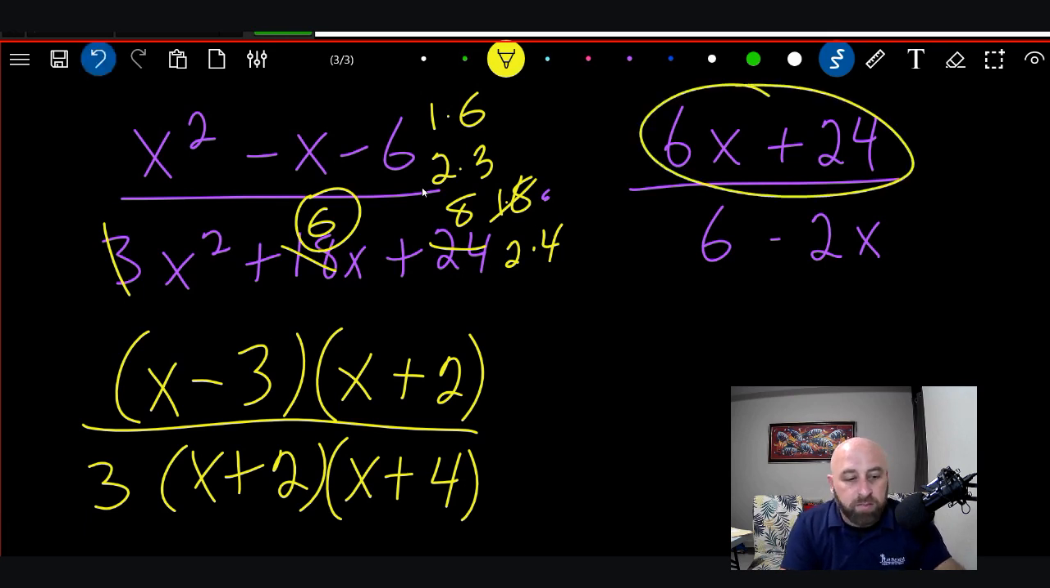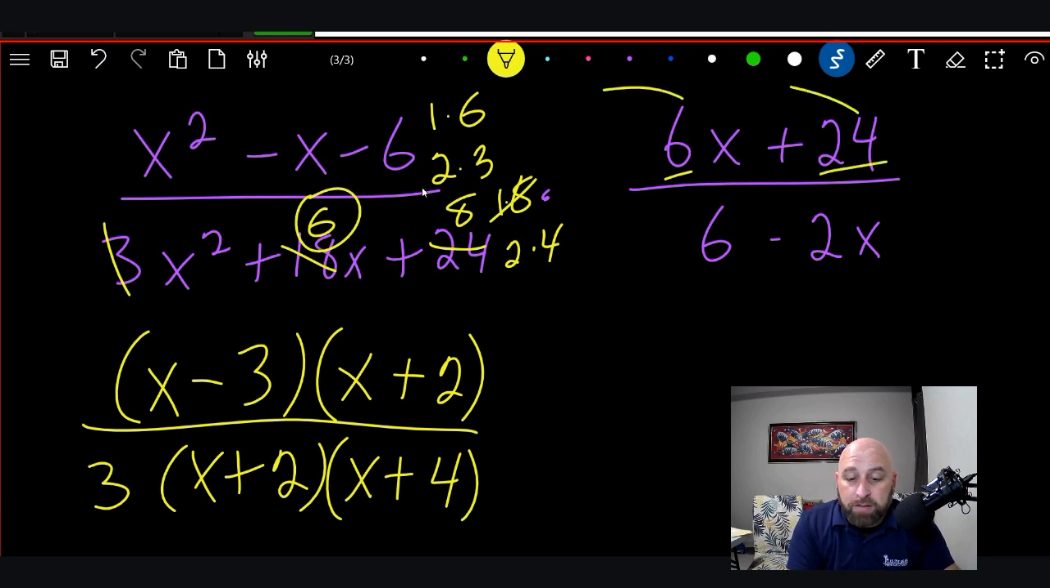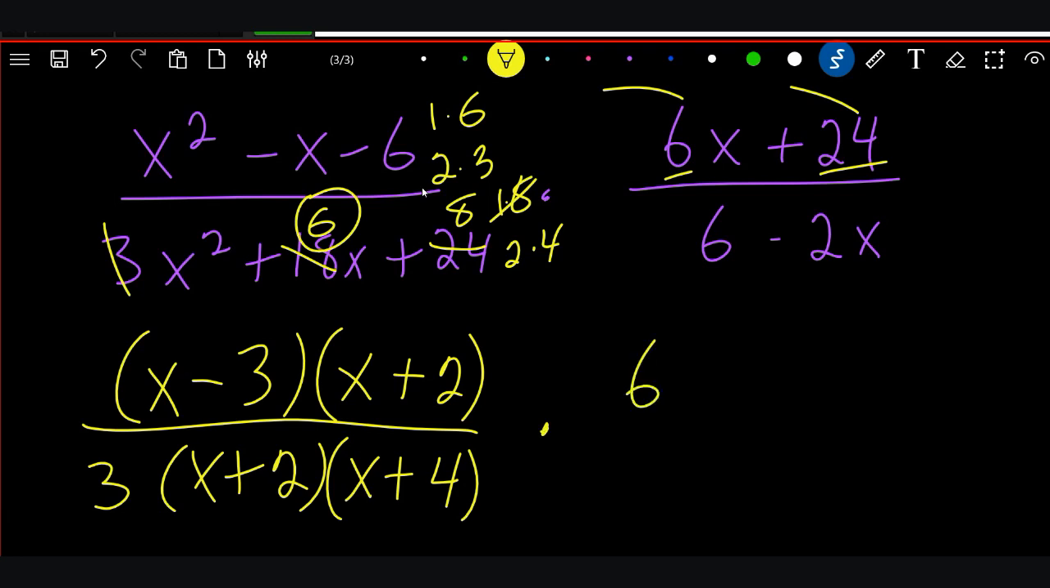Let's factor this one. How do we factor that one? Well, the only thing I can see is a common factor. So what's going to come out? The 6 is going to come out. This is still times right here. The 6 is coming out. What's left inside? X plus 4.